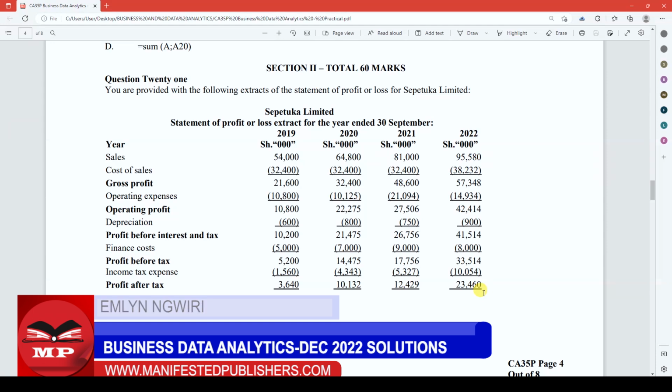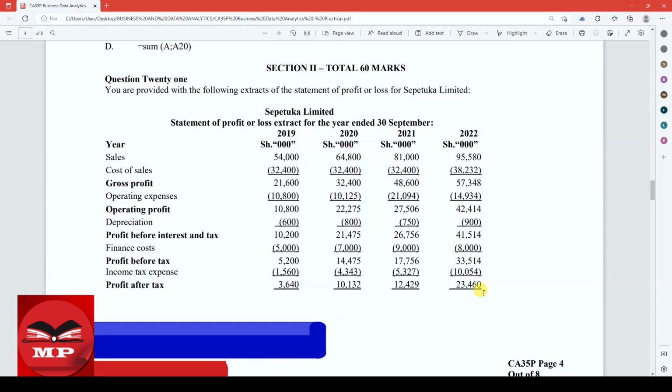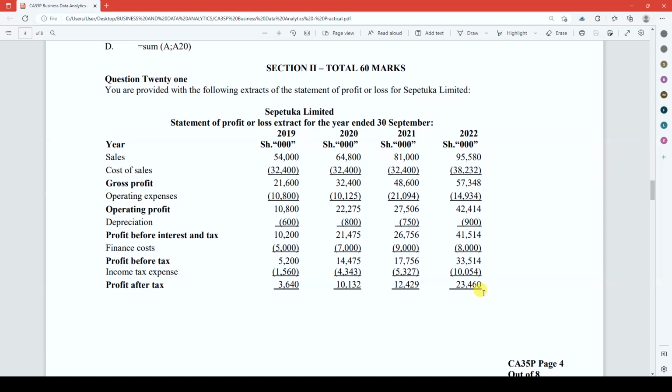Today, ladies and gentlemen, we are discussing business and data analytics, question 21, which came in the December 2022 exam. Question 21 we had answered in our previous lesson, and just to recap what we solved: you are provided with the following extracts of the statement of profit and loss for Sepetuka Limited. You can see the statement of profit and loss from years 2019 through to 2022 were provided.